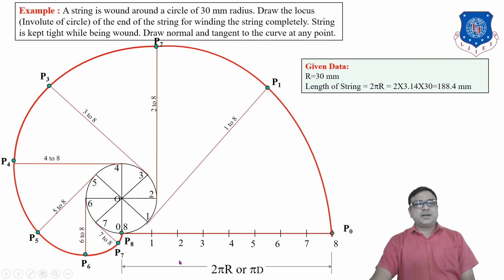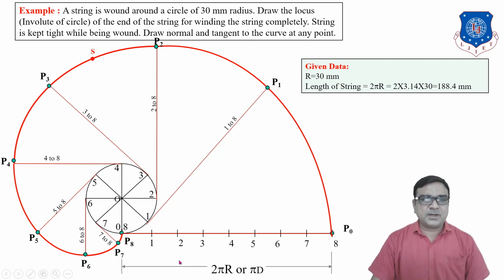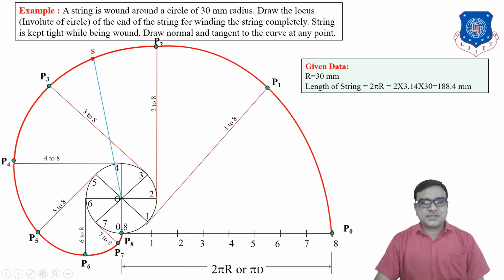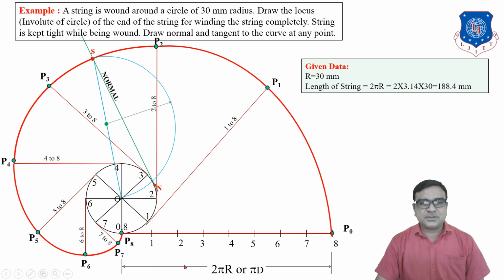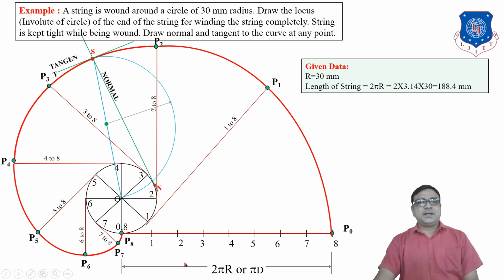Now how to draw the normal and tangent? So you have to select any point S on the curve, join S to the center of the circle O, then find the midpoint of the SO line. Then from that midpoint you have to draw a semicircle by taking radius half of SO, and you have to draw the semicircle on the right side. Now the semicircle intersects the circle at N. So joining NS gives the normal, and perpendicular to the normal is the tangent.